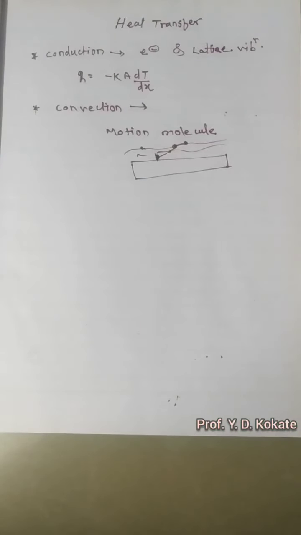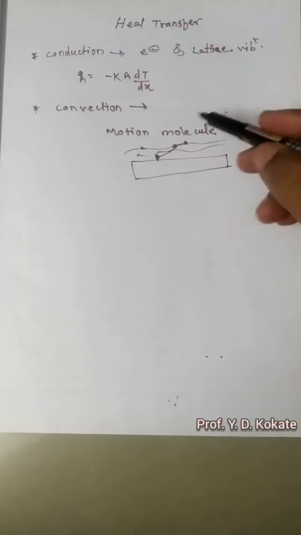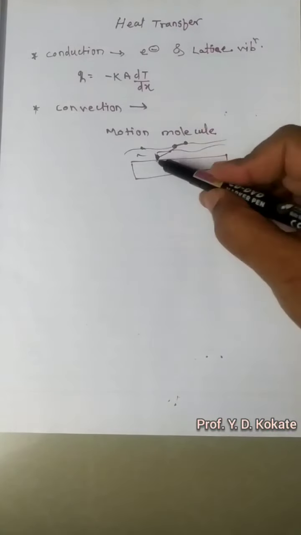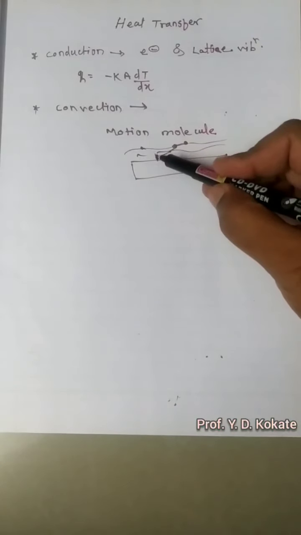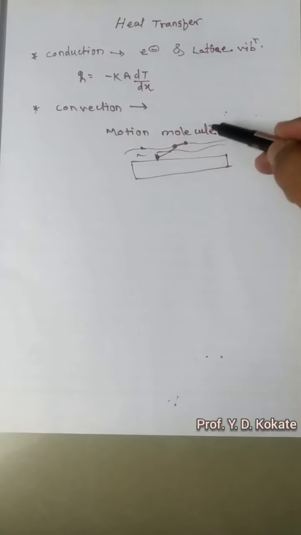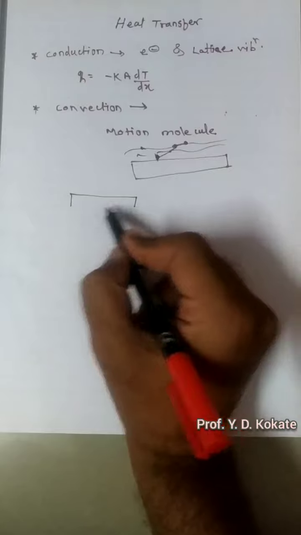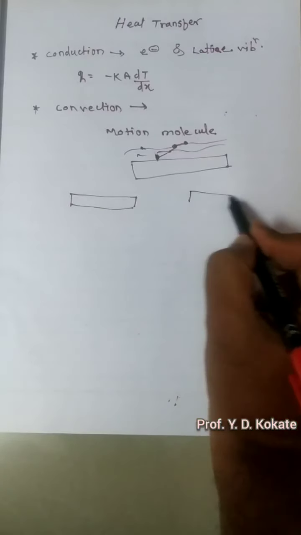That means in simple language, in convection, heat is transferred due to the motion of molecules, or the molecules become carriers and move from one place to another and transfer the heat. That type of heat transfer is called convection. Now again, convection has two types. One is free convection, that is natural convection, and one is forced convection.